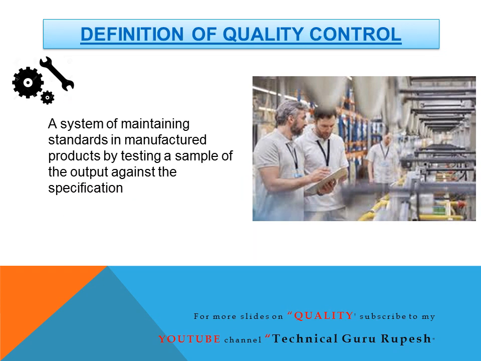So, the definition of quality control. Quality control is basically defined as the process of inspecting the products to ensure they meet the required quality standard, and it is a keyword. You can see a keyword has appeared here: inspecting. So basically, it is a system of maintaining standards in a manufactured system by inspecting a sample of the output against the specification. That is how we define quality control.